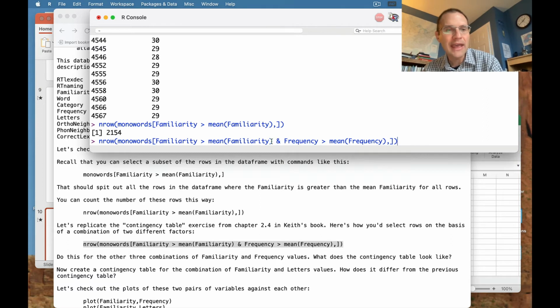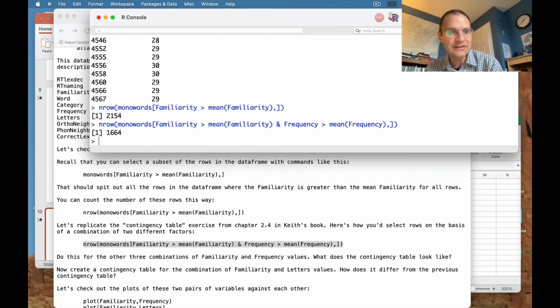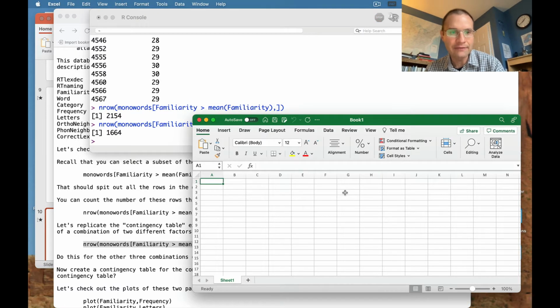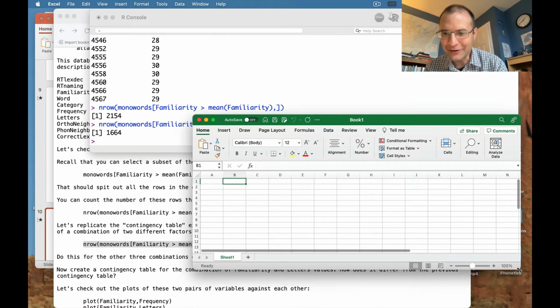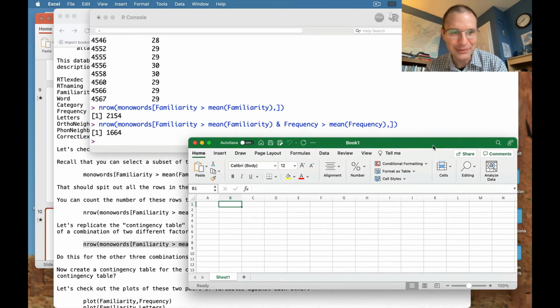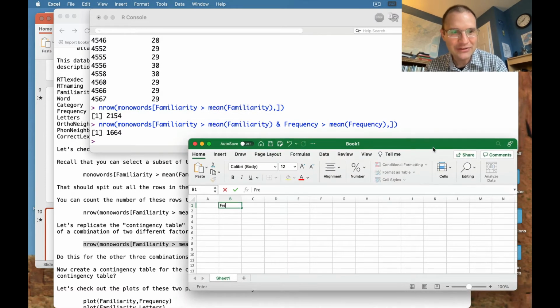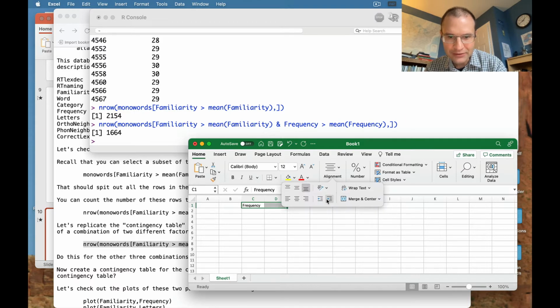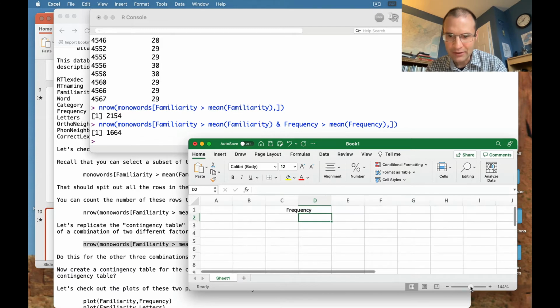So let's look at how many words there are that are above average in familiarity and at the same time are above average in frequency in this data set. So this tells me I have 1,664. And I know I try to avoid using Excel in this class, but I'm going to use it here just to keep this data in one place where you can see it. Let me just do this, and I'm going to make this bigger as well.